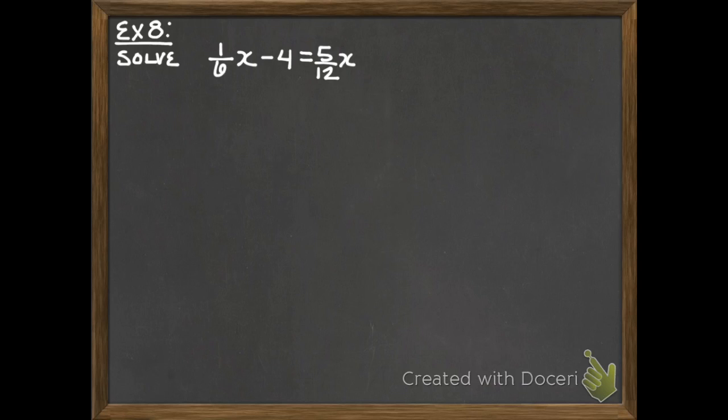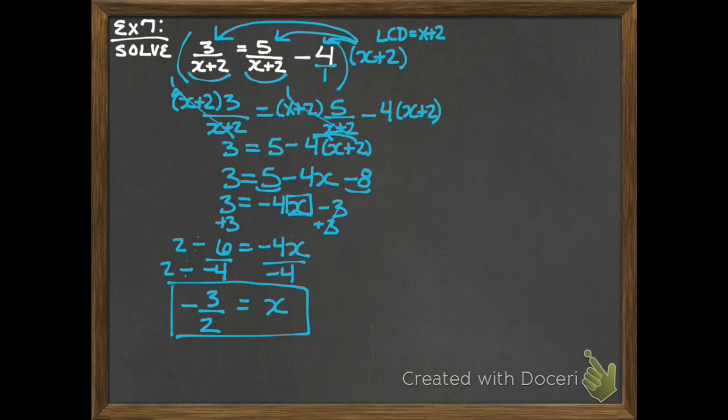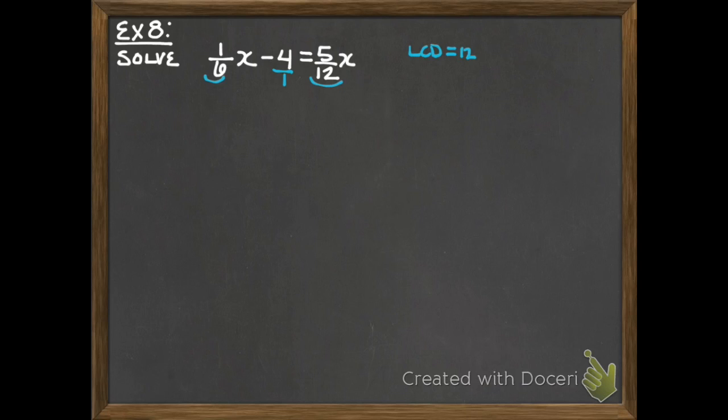Okay, our next example, example number 8. Again, as soon as I see fractions, I always like to go ahead and just get it all in the numerator. So find that least common denominator. So here I have a denominator of 6, a denominator of 12, and technically a denominator of 1. So the least common denominator of 6, 12, and 1 is going to be 12, because that's the least common multiple of 6 and 12. So what I need to do here is multiply both sides by that least common denominator of 12.